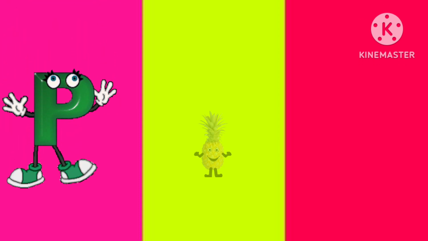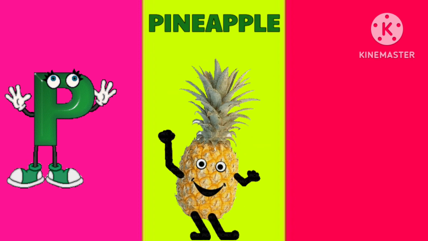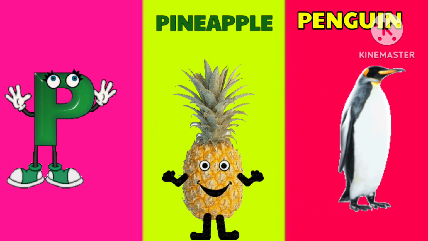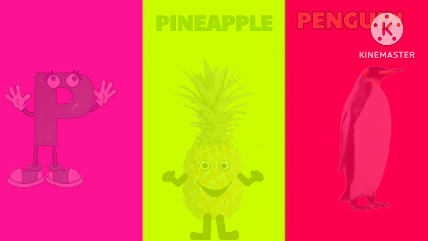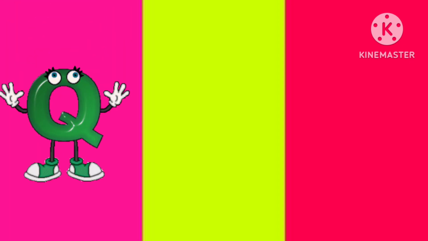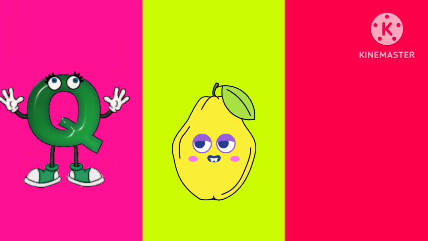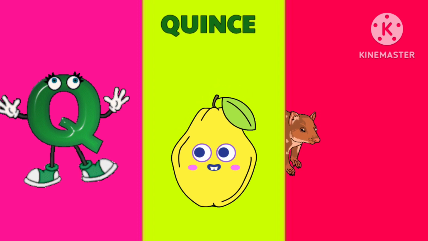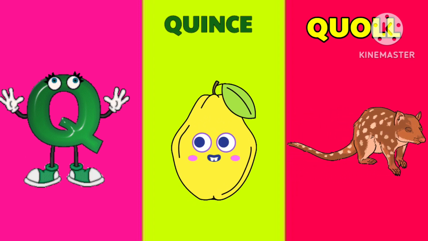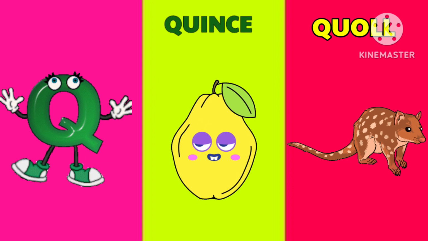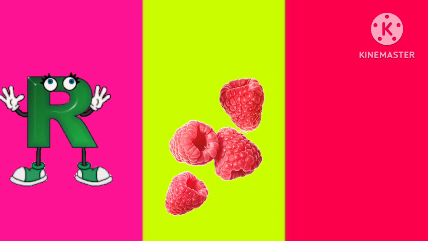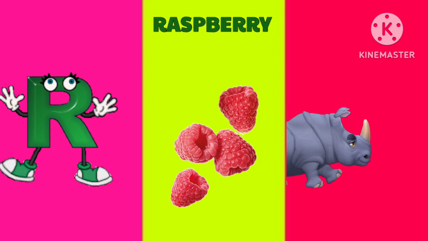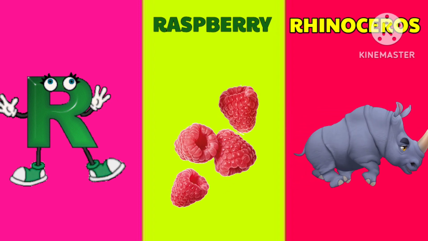P. P for pineapple. P for penguin. Q. Q for quince. Q for quail. R. R for raspberry. R for rhinoceros.